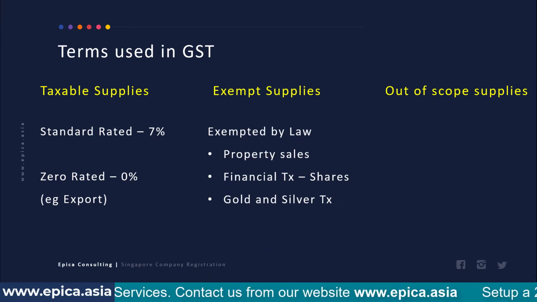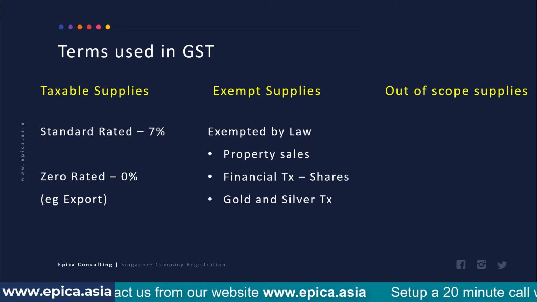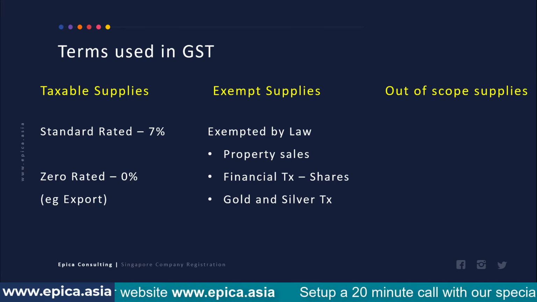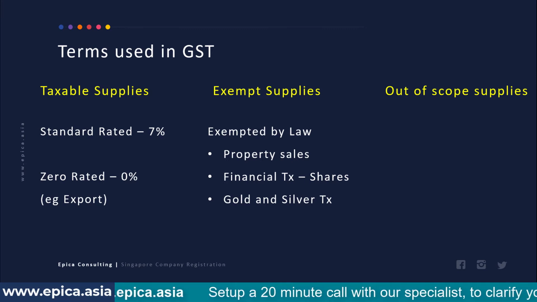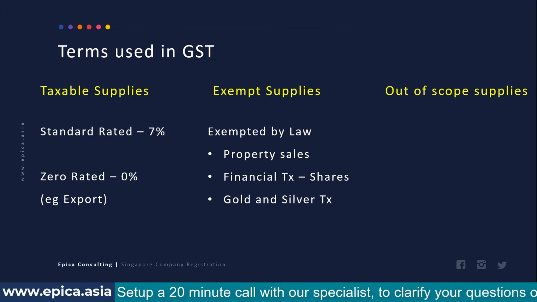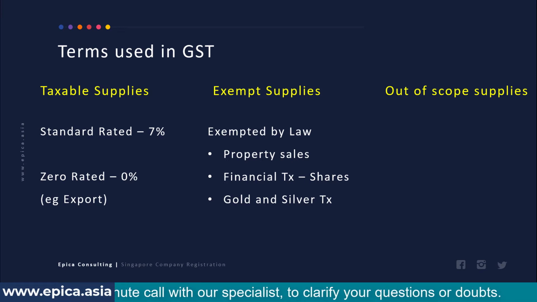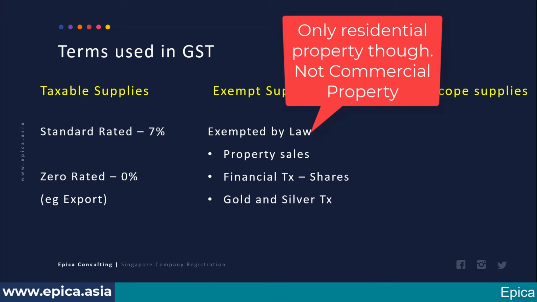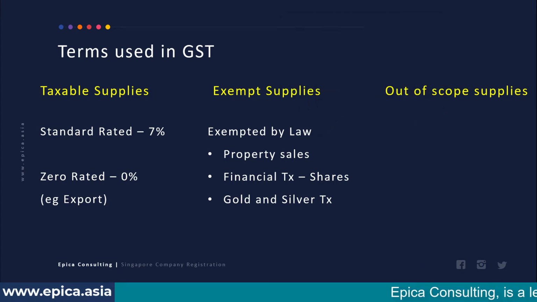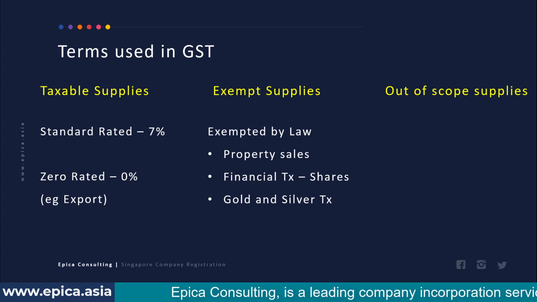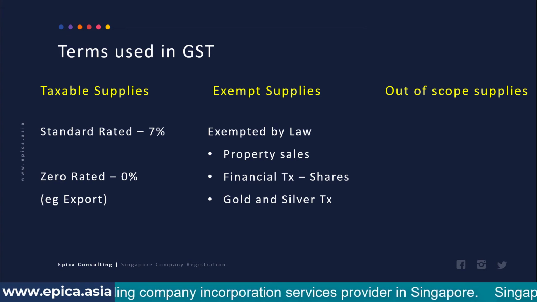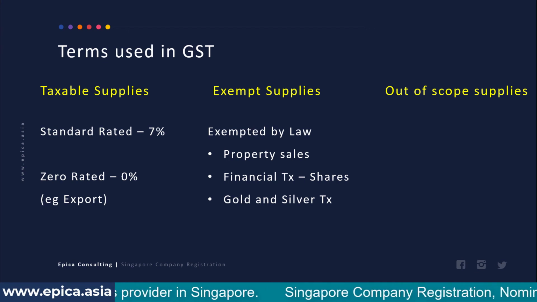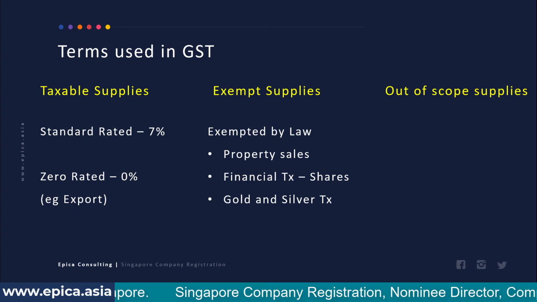Now coming to the next one, exempt supplies. They are exempted by GST regulations from the calculation of GST. So even if you are selling these products in Singapore, they are not subject to 7% GST. These transactions are property sales, financial transactions, that is, sale and purchase of shares or any financial instruments or banking products, and gold and silver transactions, that is, import, purchase or sale of gold and silver or any other precious metal. This is called exempt supplies. Technically these products come under the purview of GST, but the law has specified that they are exempted.